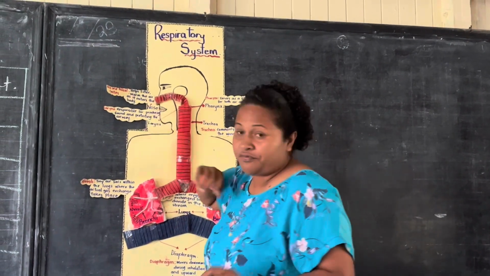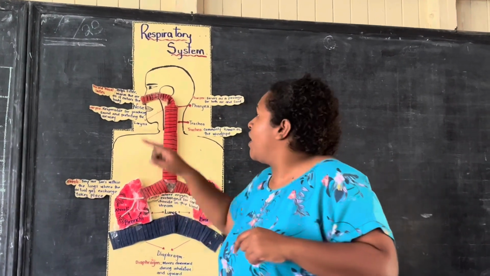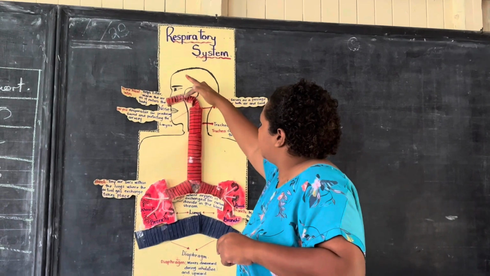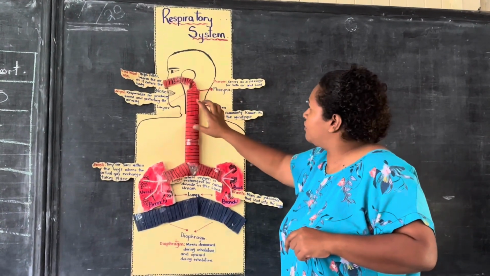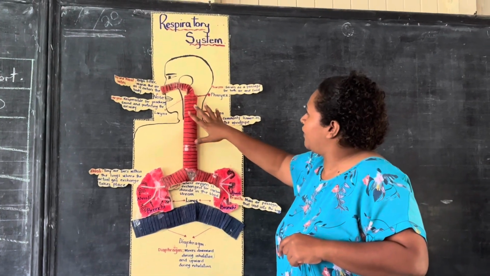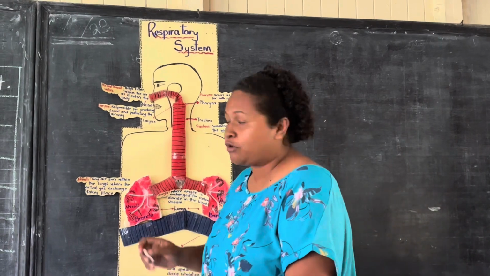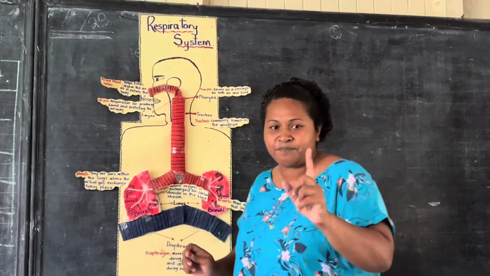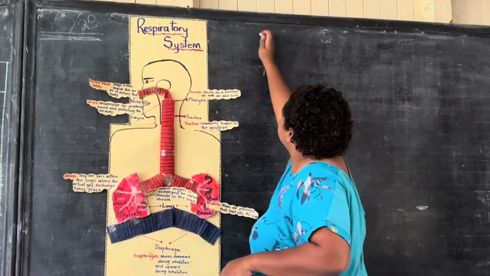Okay, first of all, the air comes through the what? Nose. When it goes through the nose, it comes down to the what? This is one tube going down. When the tube goes down, it goes to the what? Pharynx. Before we go through this diagram, we have to know the words first. It's important for you to know the words. First, we have the what? Pharynx.